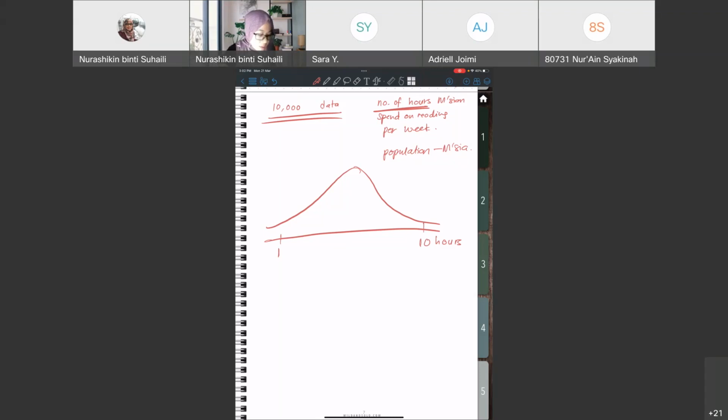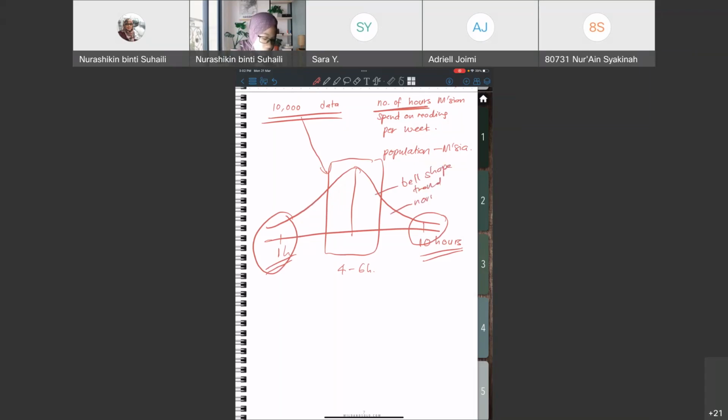So from the 10,000, it will give a typical range where on average many people will spend around 4 to 6 hours. And actually it is a very small population that will spend 10 hours, and very little will also spend 1 hour. This is a trend that we call a bell-shaped trend, or we call it normal distribution.